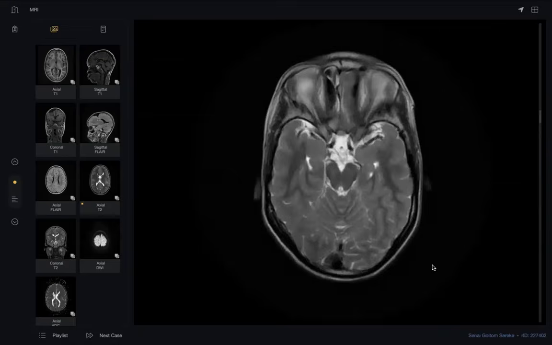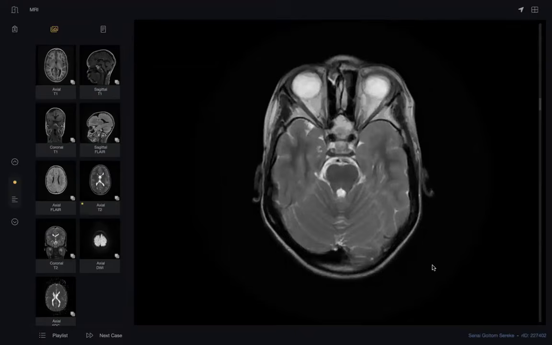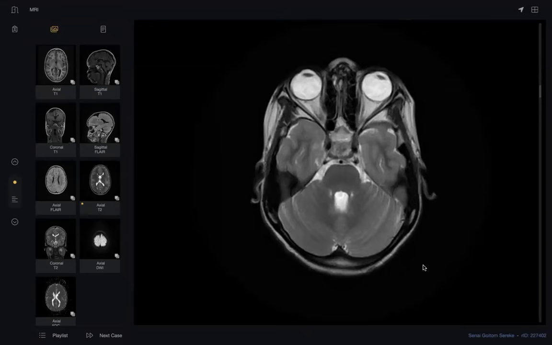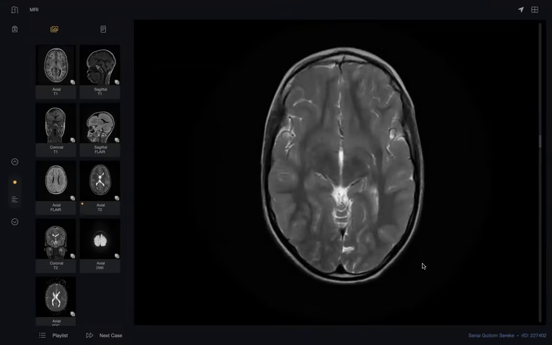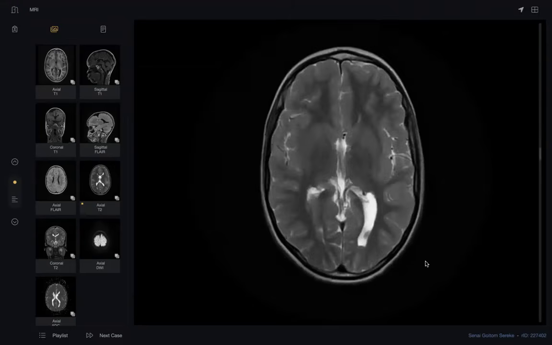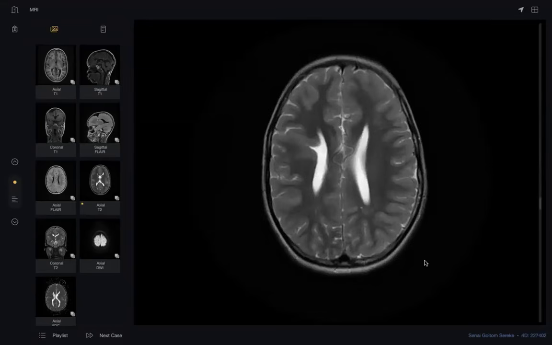So considering the patient's history of decreased vision, I will also have a look at the optic nerves. The optic nerves are not clearly visualized in this image, but I will review this in some other plane like coronal images. So my first differential is septo-optic dysplasia with open lip schizencephaly and coexisting neuronal migrational abnormalities. And I will also check the sagittal images for this.